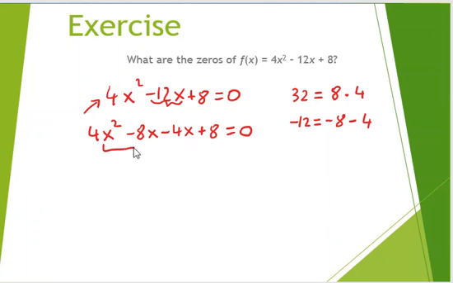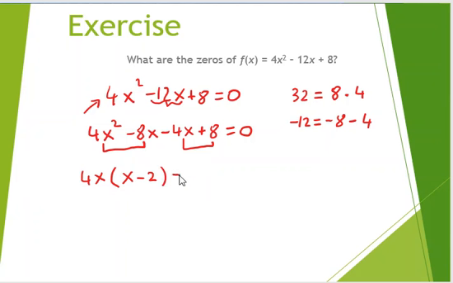So we just factor out what the first two terms have in common and also what the second two have in common. So we just group them by the first two and the second two terms. The first two have 4x in common. We factor that out. If you divide 4x squared by 4x, that gives you x. So now you can check: 4x times x gives you 4x squared. Same thing with -8x divided by 4x gives you -2.